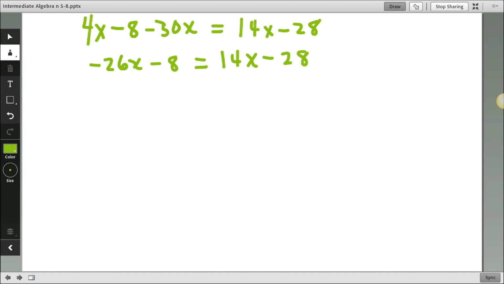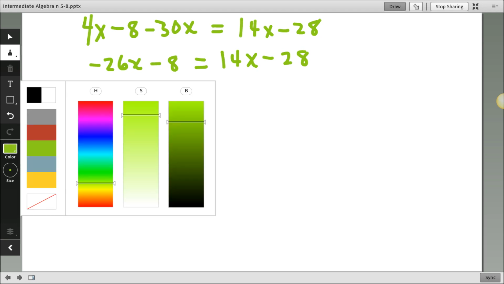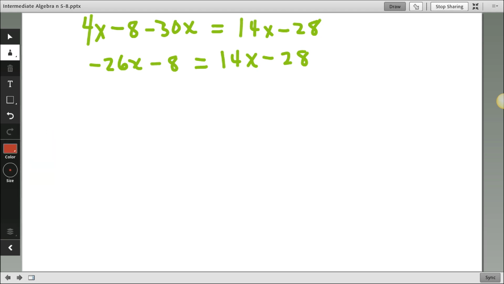Step 1, distribute. Step 2, combine terms. Step 3, get the variables on the same side using either addition or subtraction. So in this case, I'm going to take the smallest variable, which is the one I like to move. In this case, the smallest one is negative 26. So I'm going to add 26 to each side.